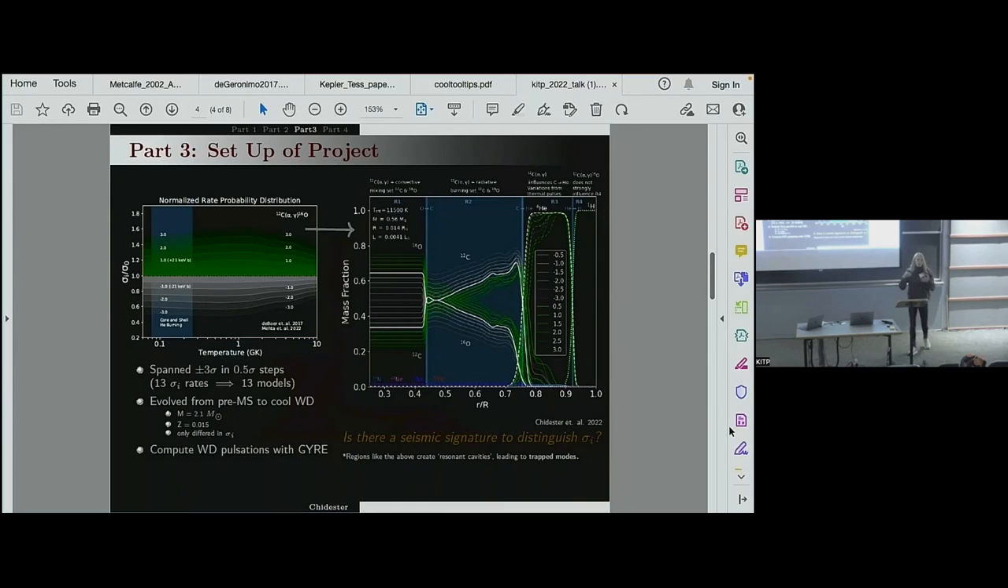So the whole point of me going over this with you is to show that, okay, we have a distinguishment between the input rates and the output mass fraction profiles, as you would kind of expect. The question is, is there a seismic signature that will pick up this sigma sub I distinguishment?